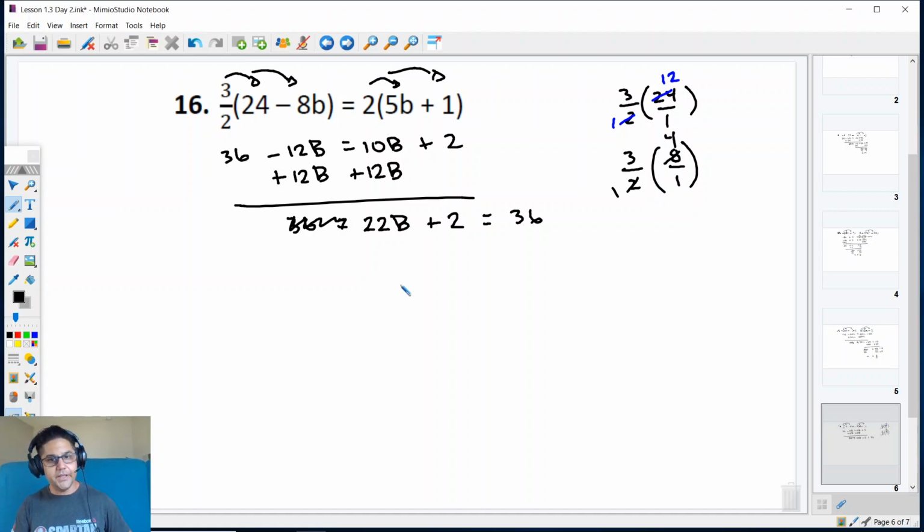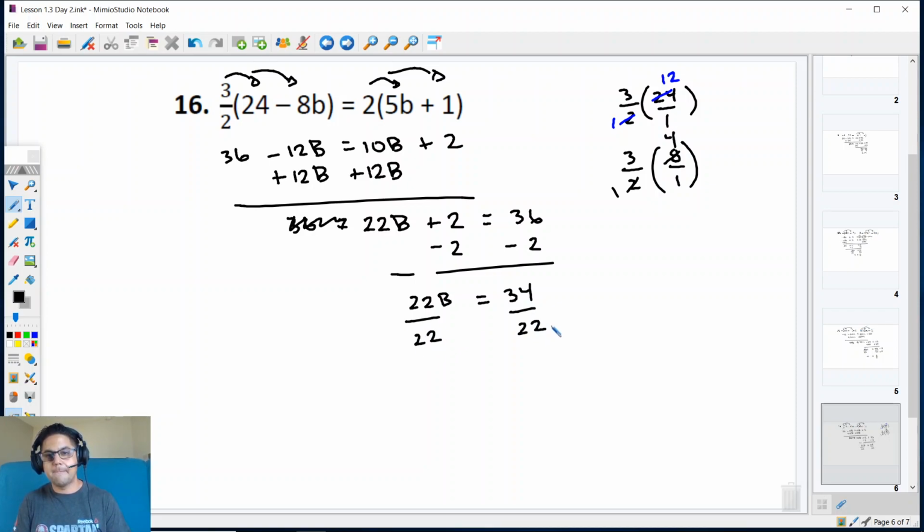It looks like I'm doing pretty good. Subtract 2 from both sides. So I've got 22b is equal to 34. And if I divide both sides by 22, I would write b is equal to, and I could divide both of them by 2 because they're even. And that should be my reduced answer, 17/11, because 17 and 11 are both prime.